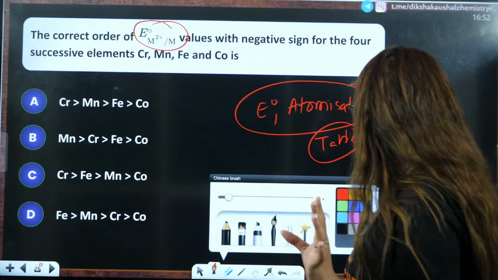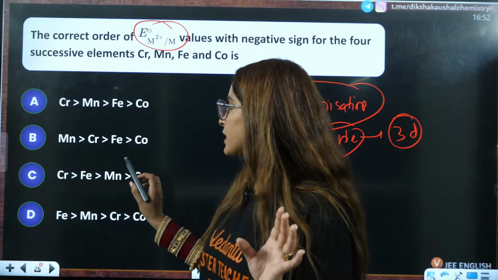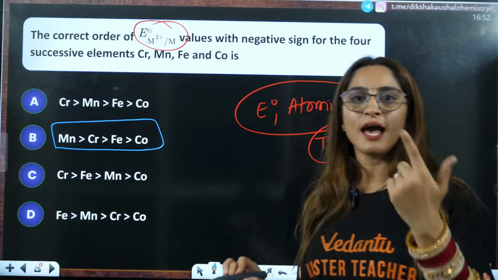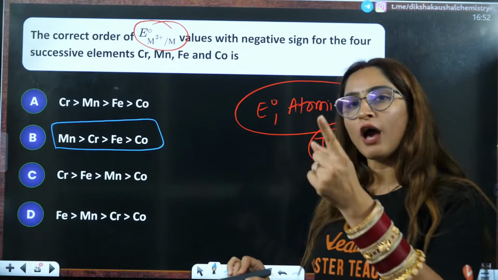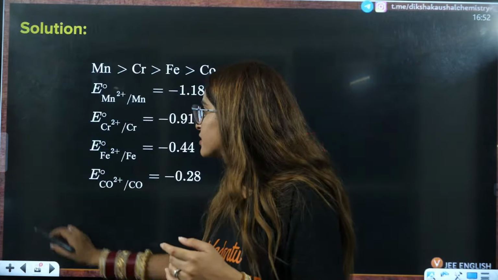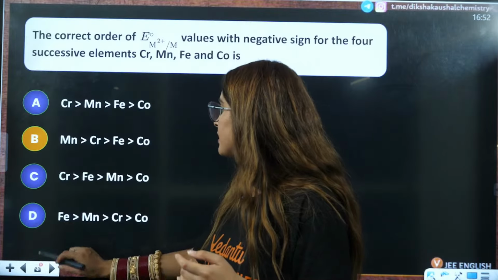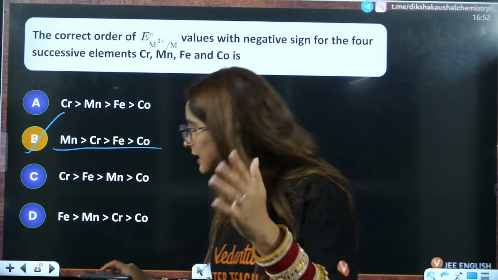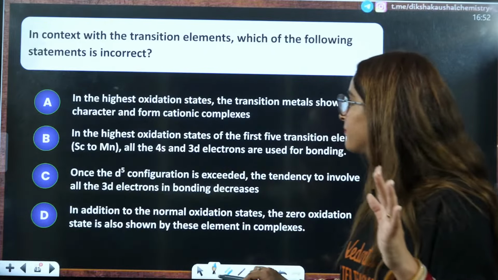So here, what exactly happens is, the answer will be this. Manganese has more, then you have chromium, then you have iron, then you have cobalt. So the answer is going to be B, the correct answer. Okay, these are the values from your NCERT. Directly you have to learn the order from there.